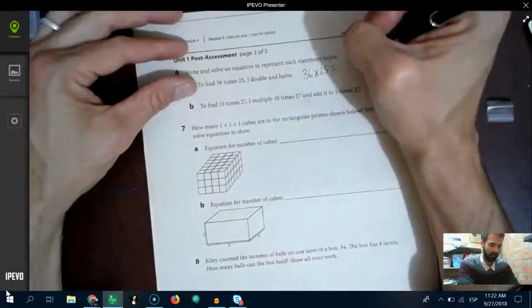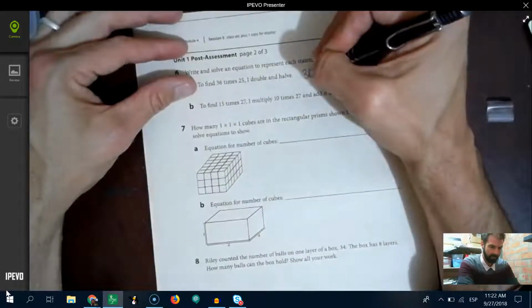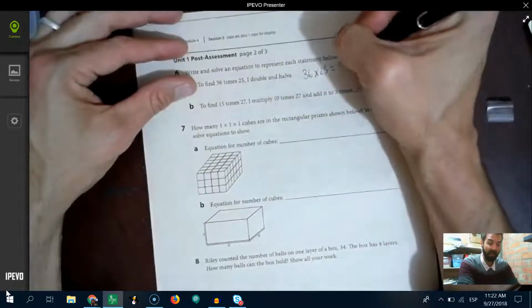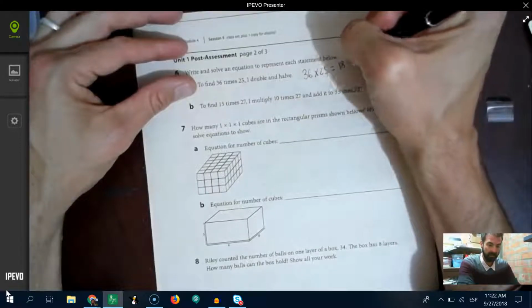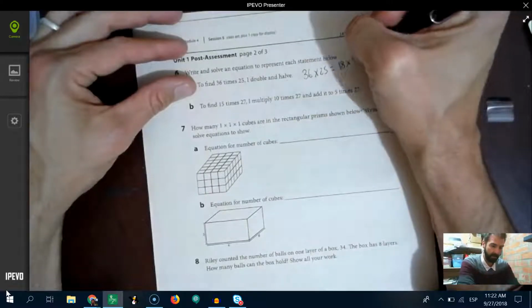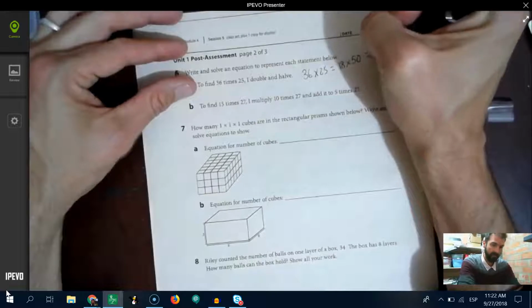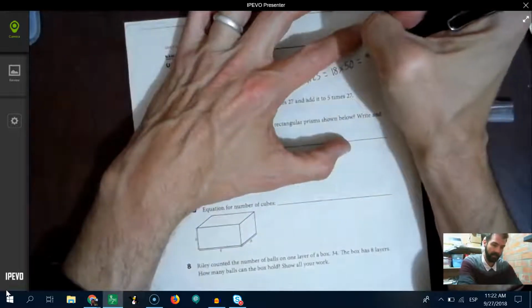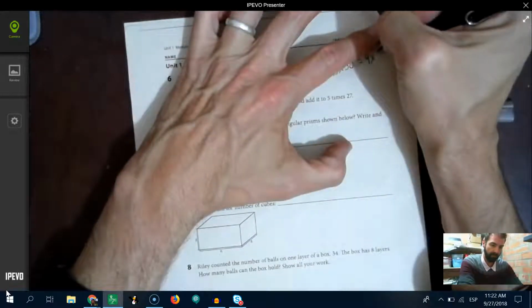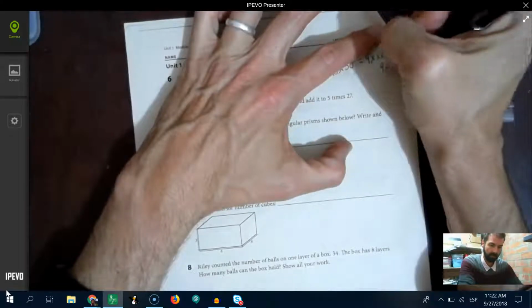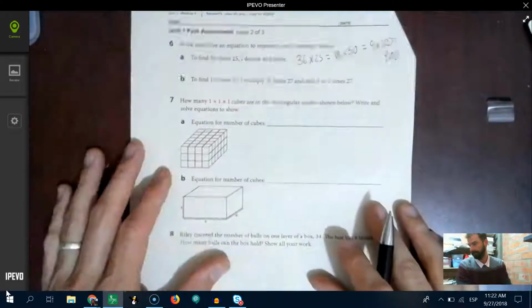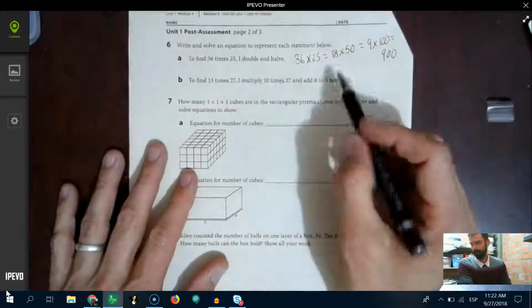No, I don't think so. So I'm going to halve 36 to 18, and that means I'm going to double 25 to 50, and I'm going to do it again. I'm going to halve 18 to 9, and I'm going to double 50 to 100, and that's going to give me the answer of 900. So there we go. I doubled it all the way through to 900.